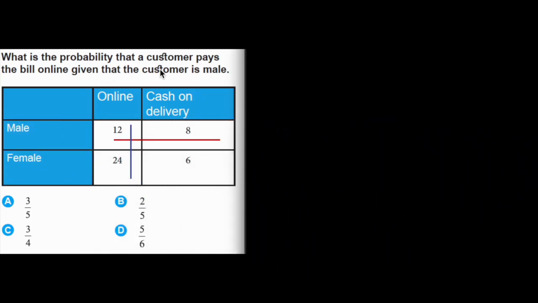The probability that a customer pays the bill online given that the customer is male. First of all, we have all the number of males for the online and cash. It will be 12 plus 8, so write in the denominator 12 plus 8.